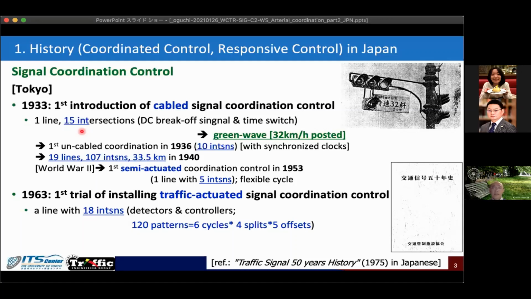But in 1953, a kind of semi-actuated coordination control was started again in Tokyo, which means the cycle length cannot be fixed. It could be changed. And in 1963, as a kind of national project, they made a first trial installation of a traffic actuated signal coordination system. So they set detectors, and 18 intersections have a traffic controller, and they are ruled by the main computer. And the idea is giving a set of parameters of the signal cycles, splits and offsets, and combining them there are 120 patterns, and they try to select among the patterns.